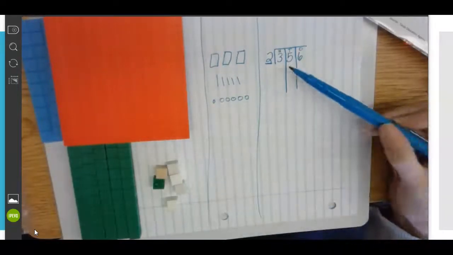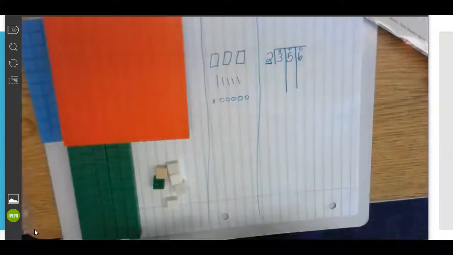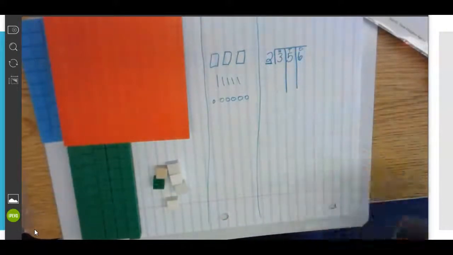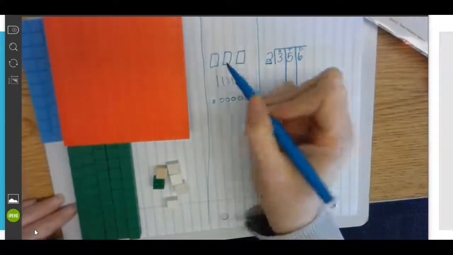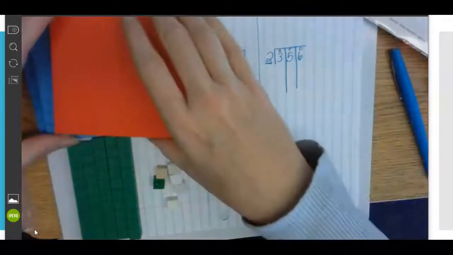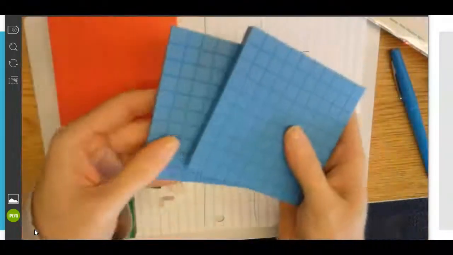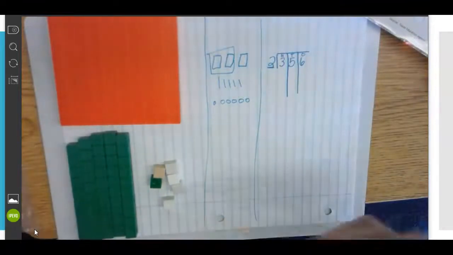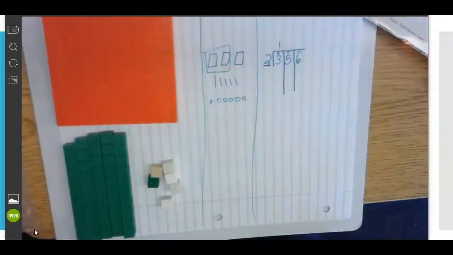So the highest place value I'm dividing is 100. So I look at my hundreds. How many sets of 100 do I have? I have 3. How many do I need to make a group? I need only 2 to make a group. So I can take 2 of these and make a group of 2, right? And so this means I've made one group of 2. So when I divide 2 into 3, I will get 1.